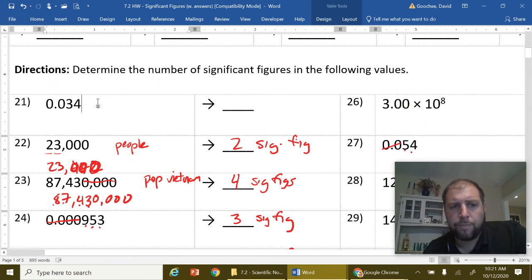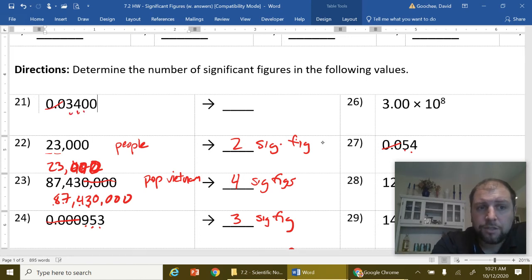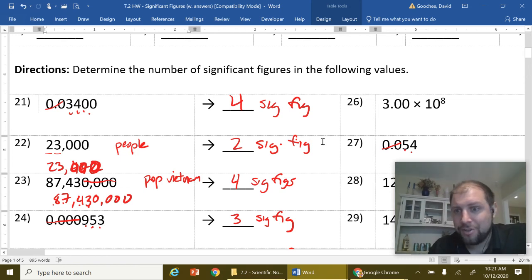Okay, so let's take a look at this one up here. Let's say we got this problem right here, okay? 0.03400. It's a small number, so let's ignore the zeros at the beginning, okay? So we're going to ignore these guys. So how many significant figures? 4. 4 significant figures.